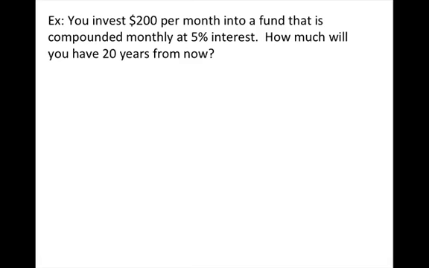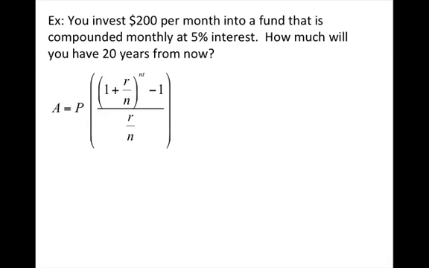So this is the 5.3 formula. So I have A equals P times 1 plus R over N to the NT minus 1, all divided by R over N. So now let's find the value for each variable. A is the final amount, and that's what I'm looking for. P represents my deposits, and I'm depositing $200, so my P is 200. R is the interest rate, 5%. If I divide this by 100, I get 0.05.